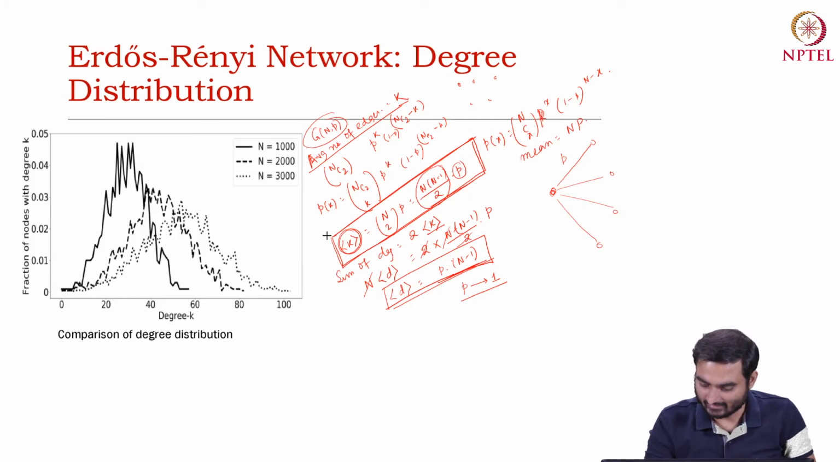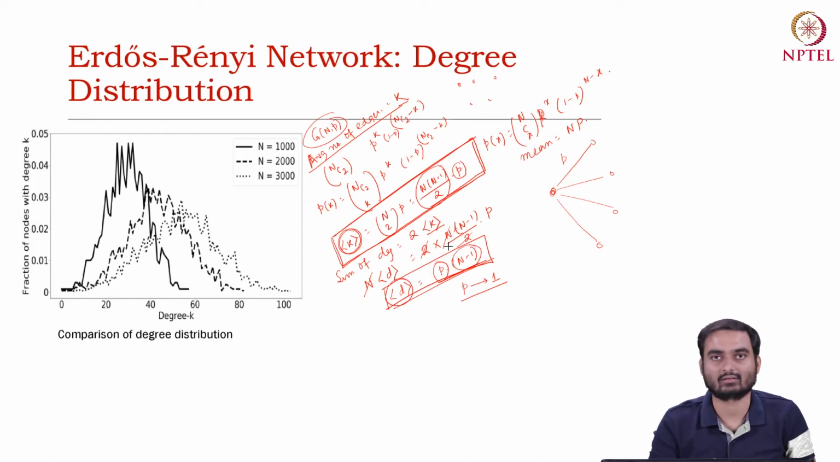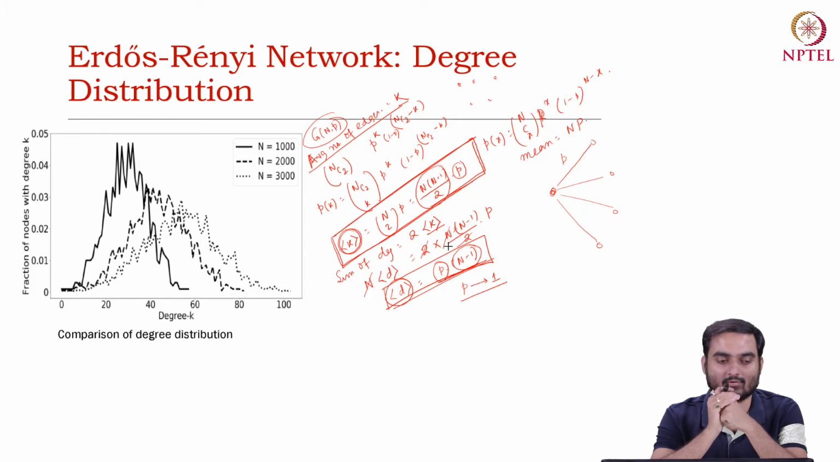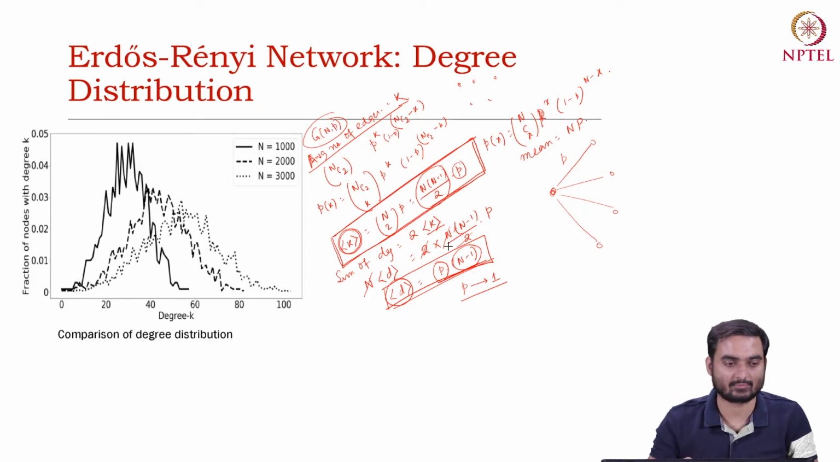We will also see that as p increases, the average degree also tends to be n minus 1, because ultimately it's a clique. So every node will be connected to the other n minus 1 nodes. Okay. So these two observations are important to understand.